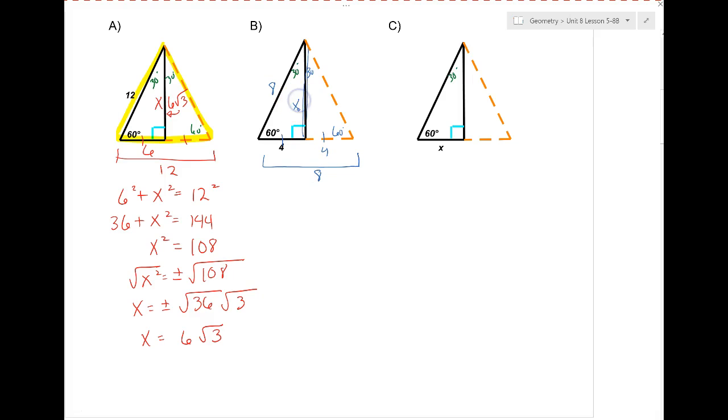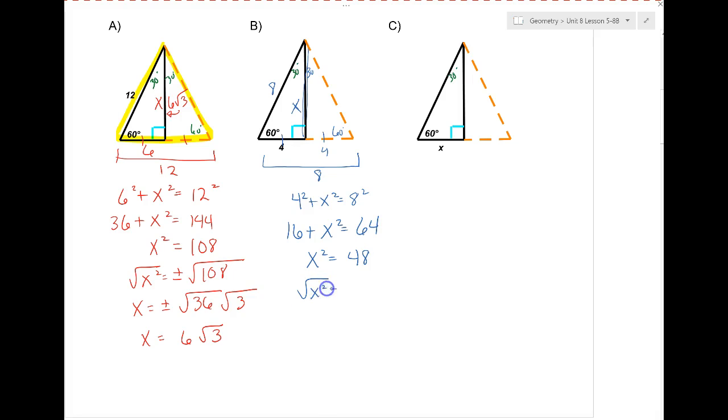Can we use the Pythagorean Theorem again to solve for the missing side? Yeah. So again, we're going to go leg squared plus leg squared equals hypotenuse squared. Now remember, we're looking at the little black triangle right now, not the big one. The big one just helps us solve for side lengths. All right, so let's do it. What's 4 squared? 16 plus x squared equals 64. Subtract 16 from both sides. I get x squared is equal to 48.